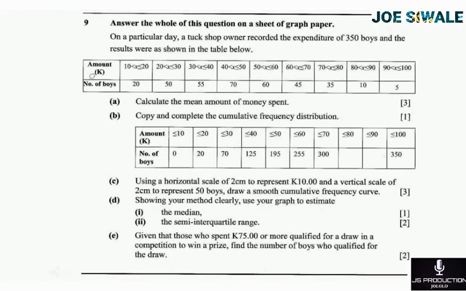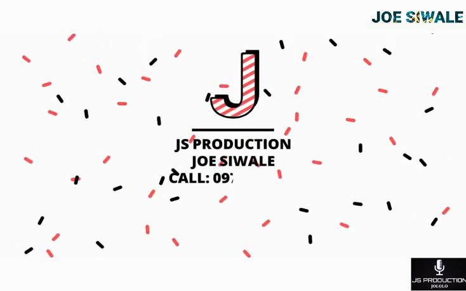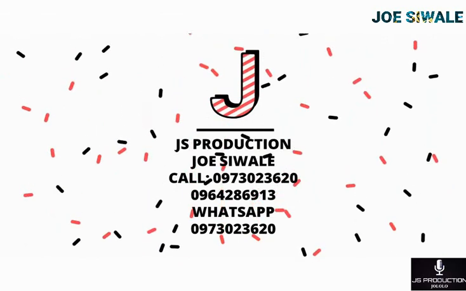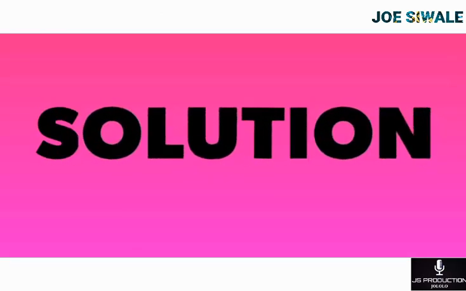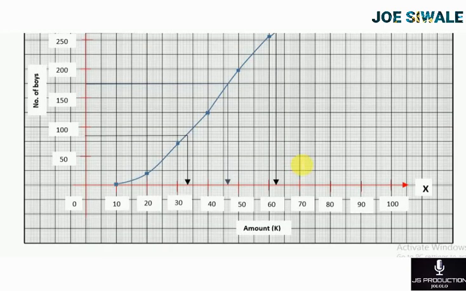Question E reads, given that those who spend 75 kwacha or more qualified for a draw in a competition to win a prize, find the number of boys who qualified for the draw. 2 marks. To find the number of boys that can qualify for the draw, I know that the condition is only those that spend 75 kwacha and above.